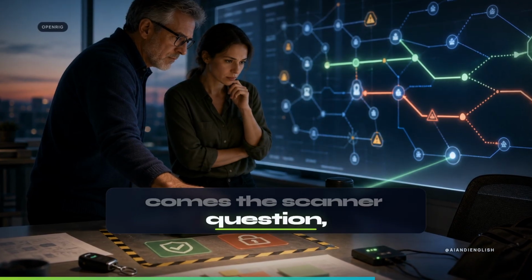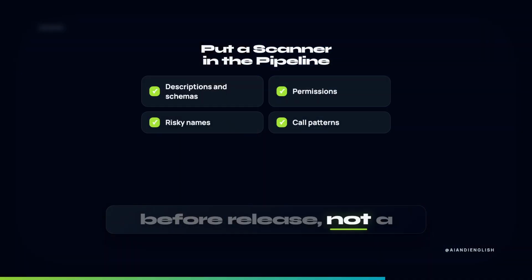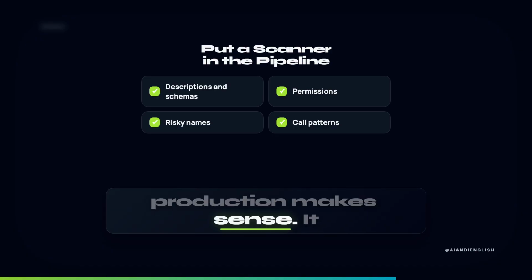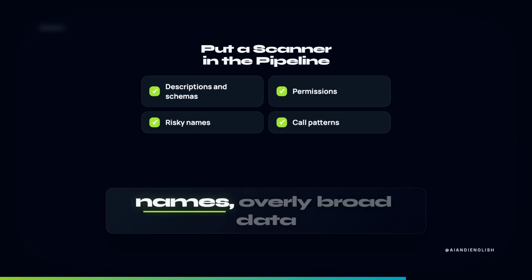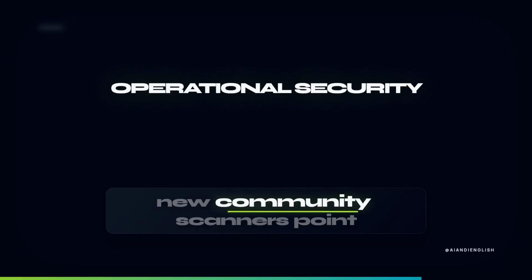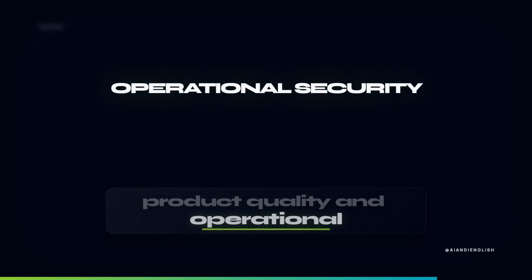Then comes the scanner question: who checks this continuously? Not the intern shortly before release, not a one-time security review. A scanner in the CI pipeline and in production makes sense. It should check tool descriptions, schemas, permissions, risky action names, overly broad data access, and suspicious call patterns. Our WASP material on secure MCP development and new community scanners point in exactly this direction. The discussion is shifting from OAuth alone toward product quality and operational security.